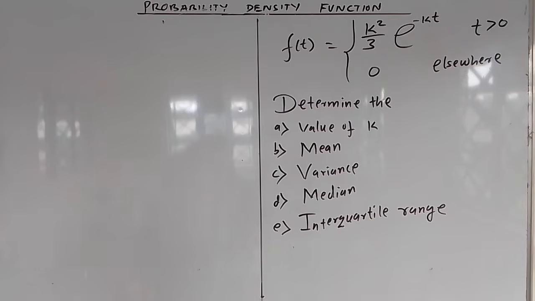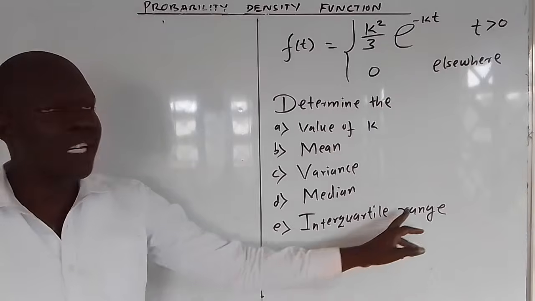A continuous random variable has probability density function defined by f of t is k squared over 3 exponential negative kt, t greater than 0, or 0 elsewhere. Determine the value of k, the mean, the variance, the median, and the interquartile range.